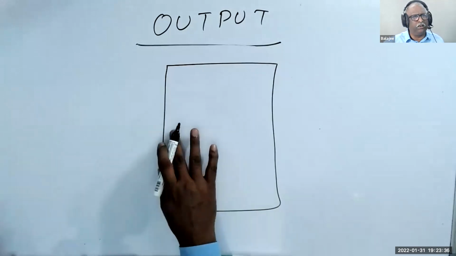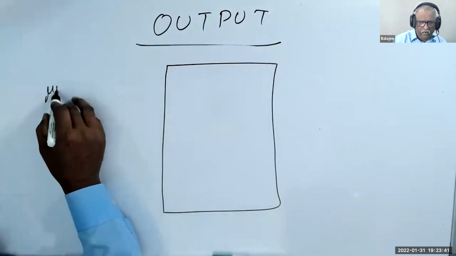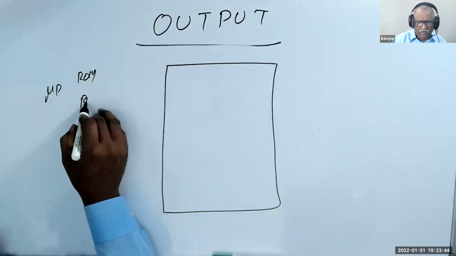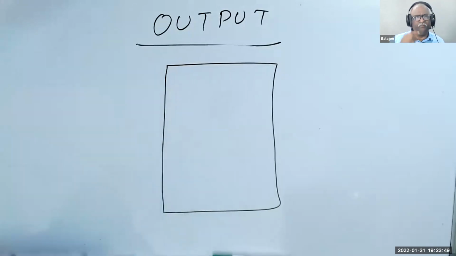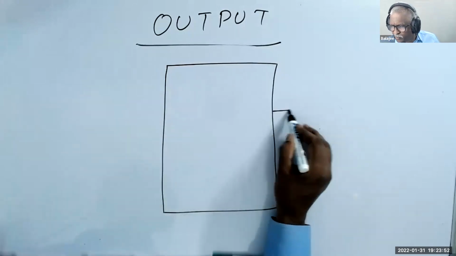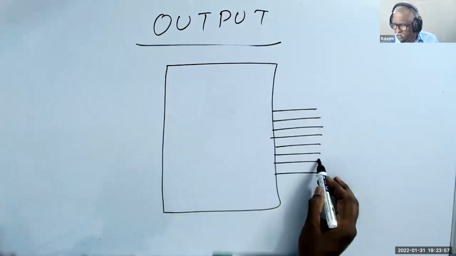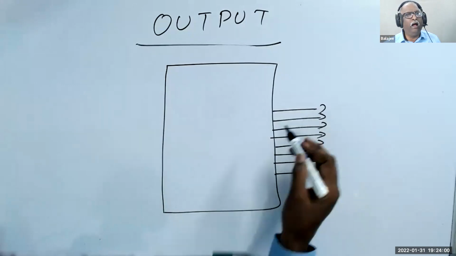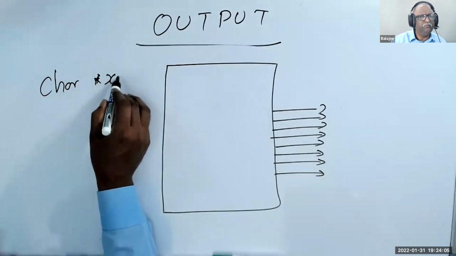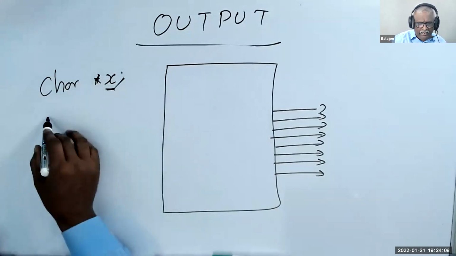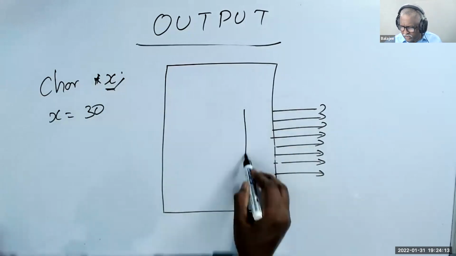I'm not going to write the computer anymore. Don't worry about that. There's a microprocessor, a ROM, and RAM. I will not write them inside anymore because that's repeatedly wasting time. Now let us assume that I have a port. I write a program: char *X, just giving a pointer, and X is equal to 30. That is the address of this port, because there's a block here.